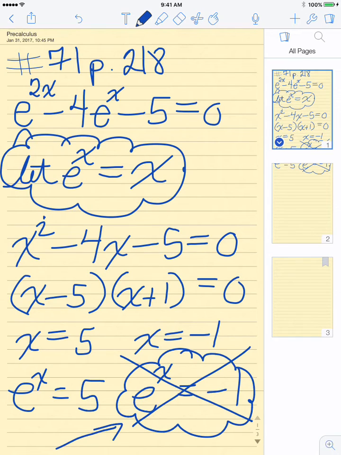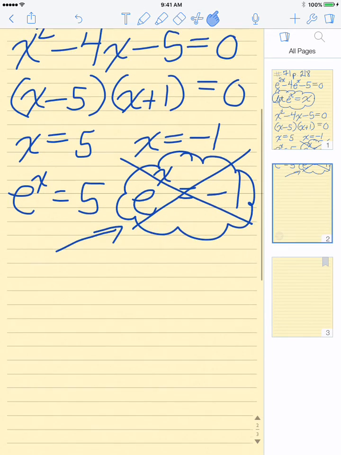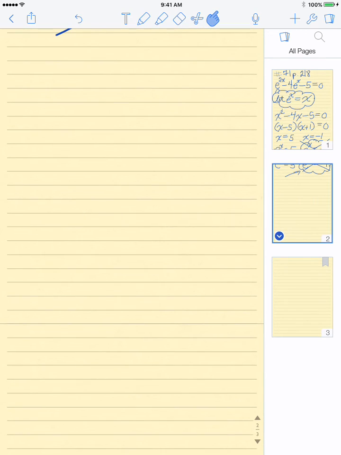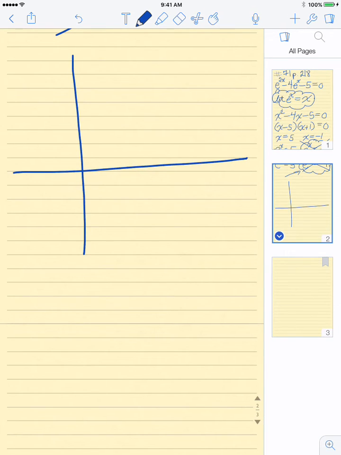And if you forgot why that's not in our solution, a couple of things you can use to remember that. One thing is remember the graph. Let me see if I can get a new page here. Okay. So if you remember e to the x when we were graphing exponential functions, you'll see that e to the x is never going to equal a negative number. Our range is from 0 to positive infinity. So that's one piece of evidence why e to the x equals negative 1 is an extraneous solution.